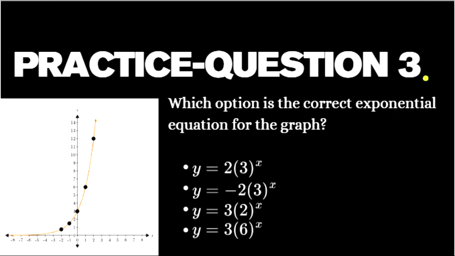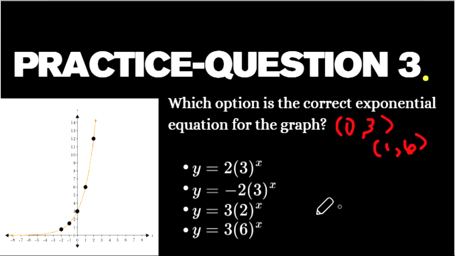Practice question number 3. Which option is the correct exponential equation for the graph? Okay, pause it, figure it out, come back, we'll do it together. So first we need to start with 2 points on the graph. I'm going to take our y-intercept, which is (0, 3). And the smallest number for another point that I can get that's easy, we're going to go (1, 6). We're going to use those 2 points.